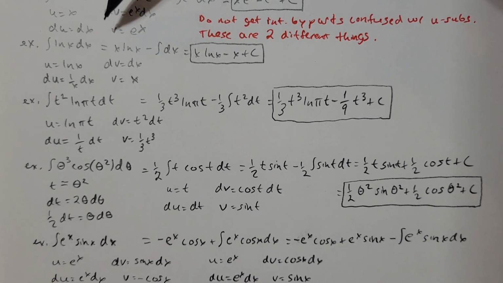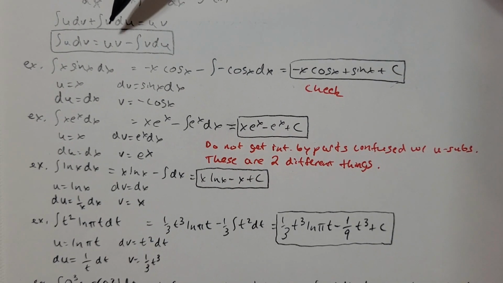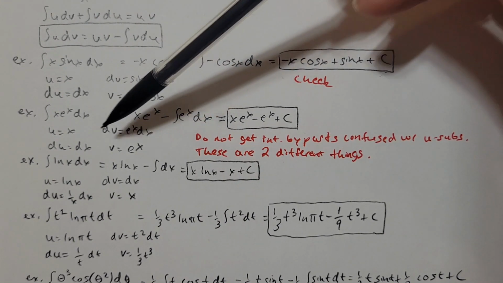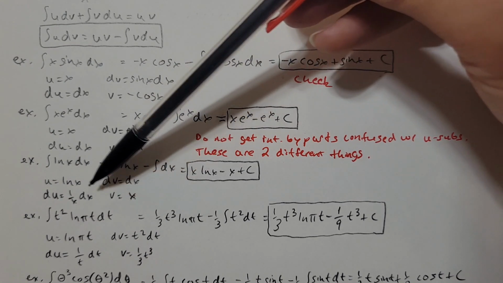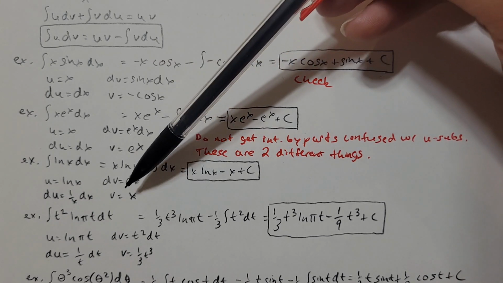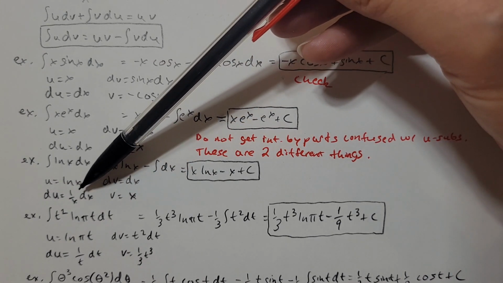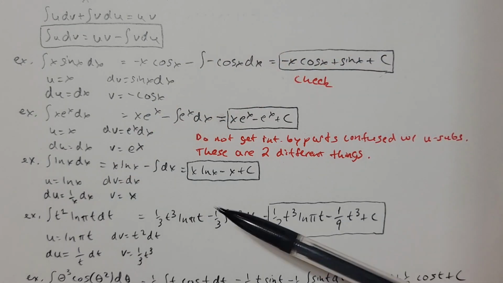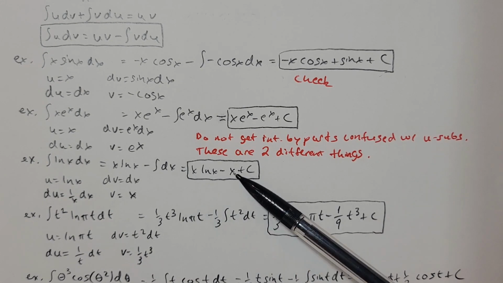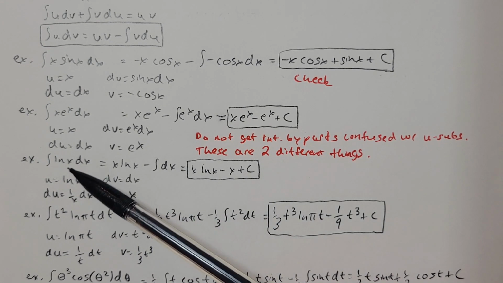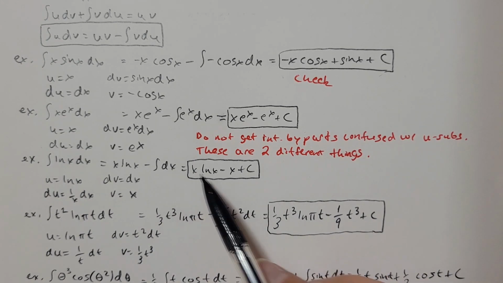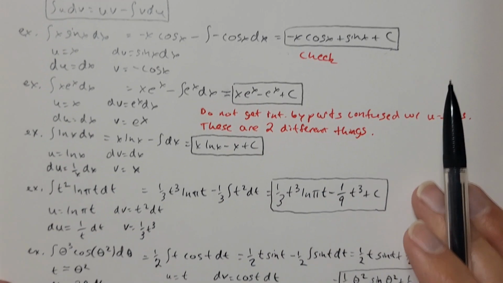So now the formula for integration by parts that we're going to use here: u times v, that's going to be x ln x, minus the integral of v du. Okay, v is x, du is 1 over x, those cancel, that's going to be 1, and then dx goes in the integral. The antiderivative of 1 is x, so the antiderivative of the ln of x is x ln x minus x, and then plus a constant.